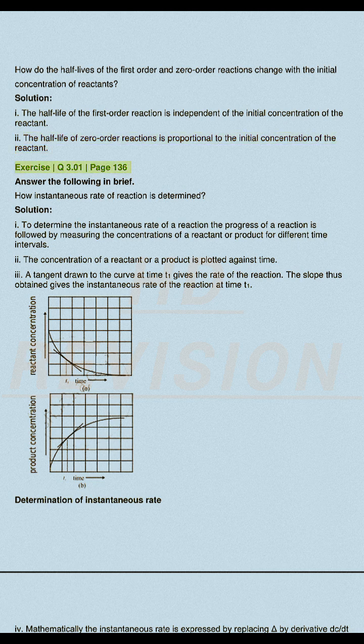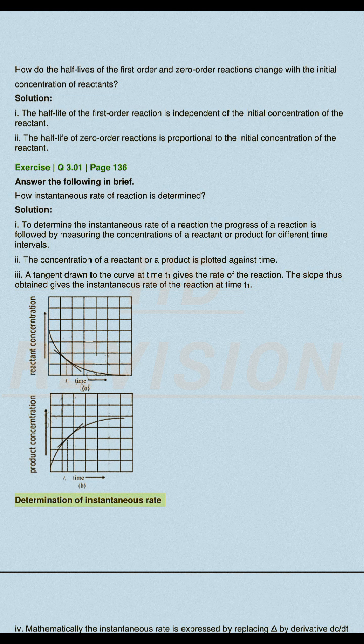Exercise Q 3.01, page 136. Answer the following in brief. How is the instantaneous rate of reaction determined? Solution. I. To determine the instantaneous rate of a reaction, the progress of a reaction is followed by measuring the concentrations of a reactant or product for different time intervals. II. The concentration of a reactant or a product is plotted against time. III. A tangent drawn to the curve at time t1 gives the rate of the reaction. The slope thus obtained gives the instantaneous rate of the reaction at time t1.